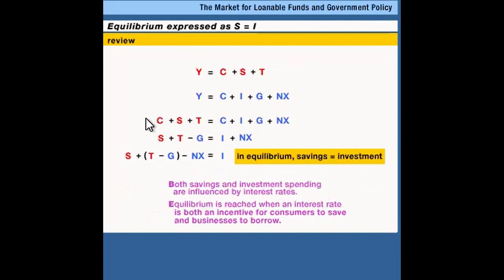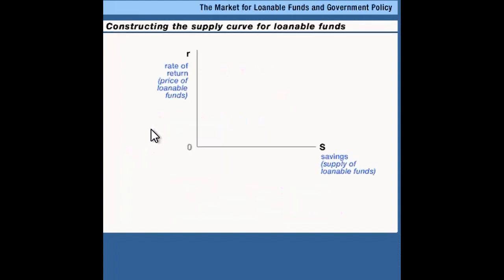So let's go back over to our supply and demand diagram. And this time you'll notice I've changed the labels. The horizontal axis represents the supply of loanable funds. That's the money people put into the financial system. And they put it there because they're not spending it today, so we call it savings. On the vertical axis, we have the price of loanable funds, or the return that you get on your savings, the money that you have to be paid in order to put your money into the financial system.